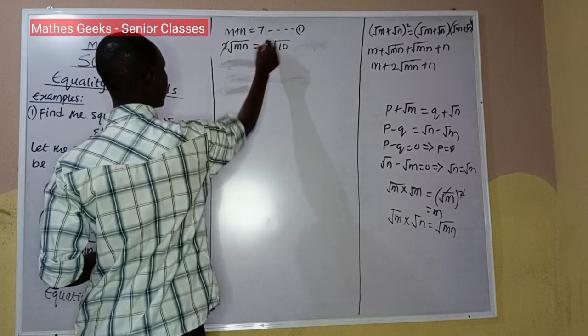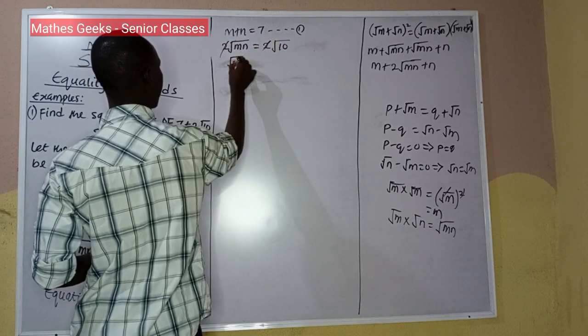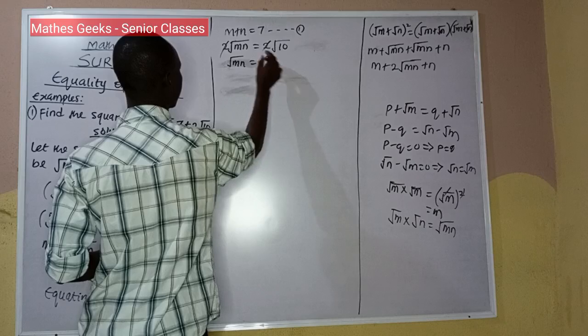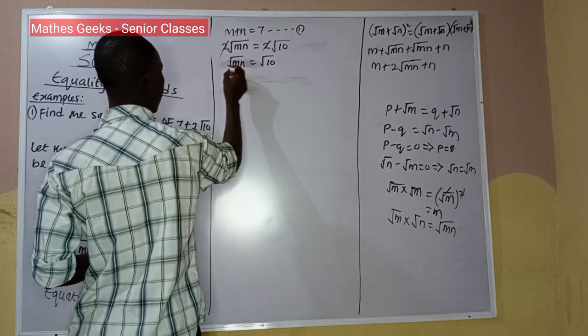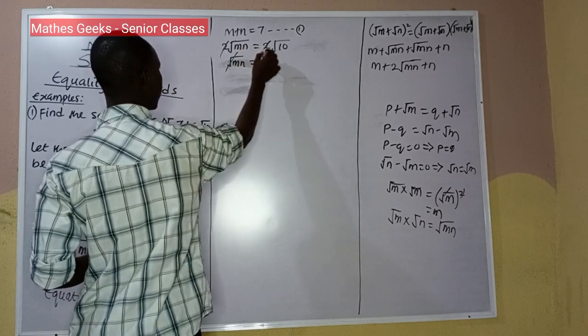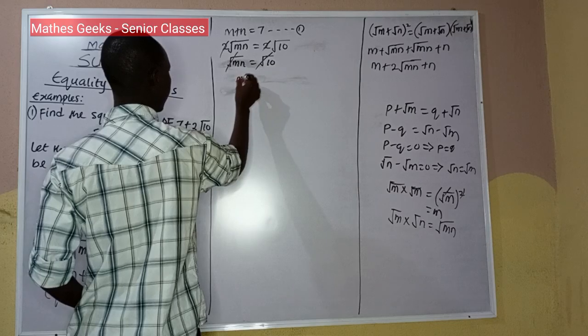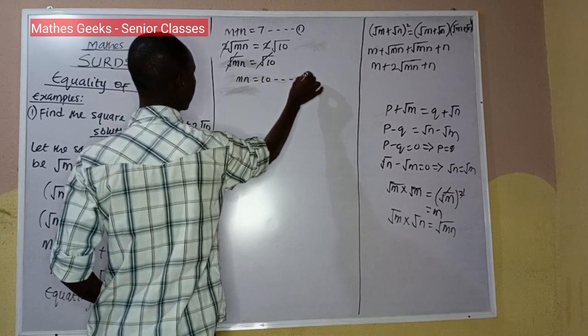Let's continue on this part. So this 2 will cancel this 2. So we have root mn is equal to root 10. So we are going to square both sides of that. The square root sign cancels the square root sign. So we have mn equal to 10. So this is now equation 2.